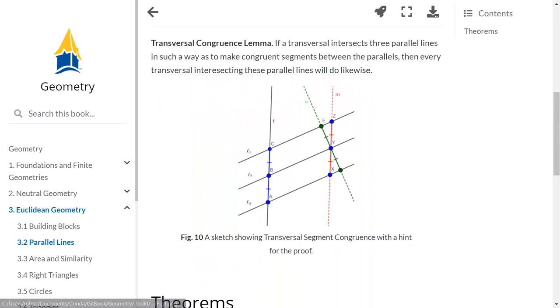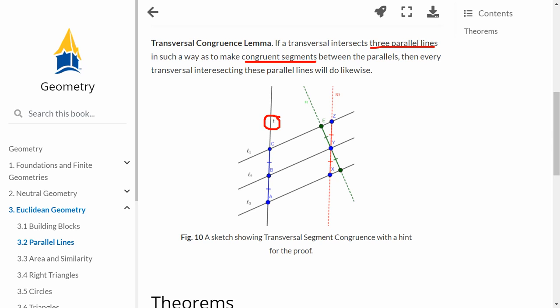This is what we're going to use the transversal congruence lemma for. Actually, we're going to use the theorem. So let's talk about this. So the idea for the lemma is that there are three parallel lines and it's cut by a transversal t. So t is the original line. And if the transversal cuts these lines in such a way so that congruent segments are made between the parallels, right? So CB is congruent to AB, right? We have this congruence going on.